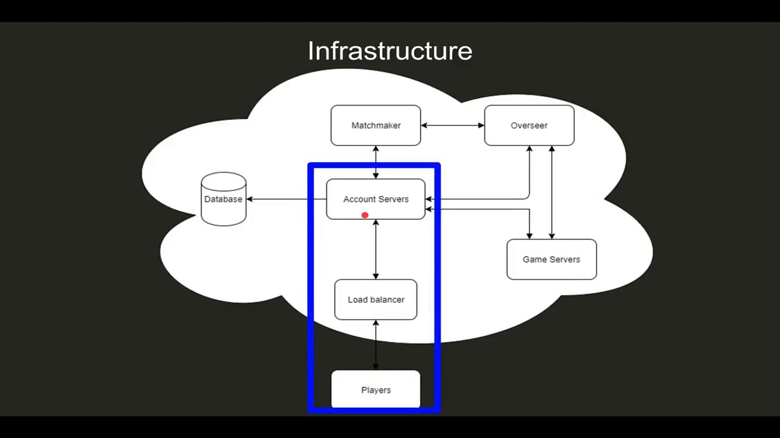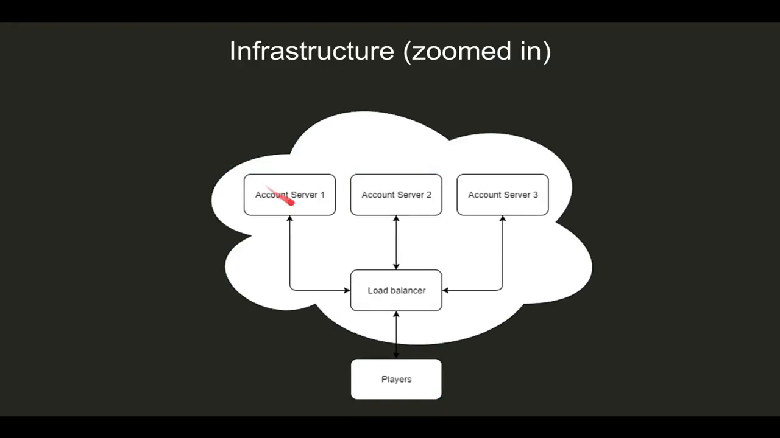Account servers are really just proxies for the other endpoints. If you're joining a match, it'll contact the matchmaker. If you're battling someone else, it'll reach out to a game server. And most requests involve the database. To plan for scalability, we have multiple account servers so that requests can be handled at any given time.